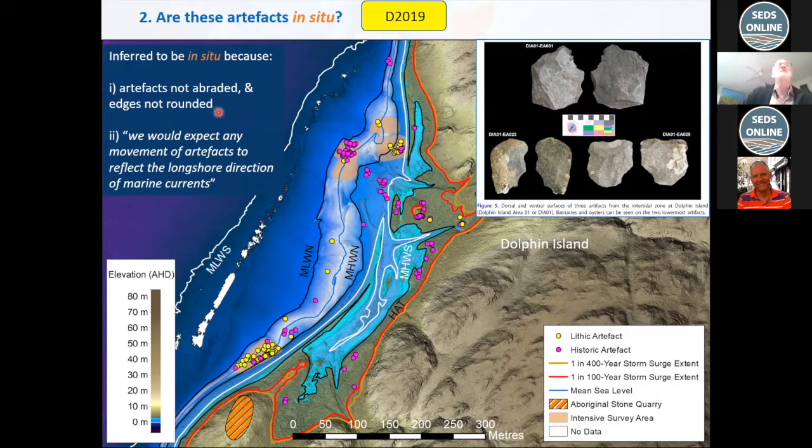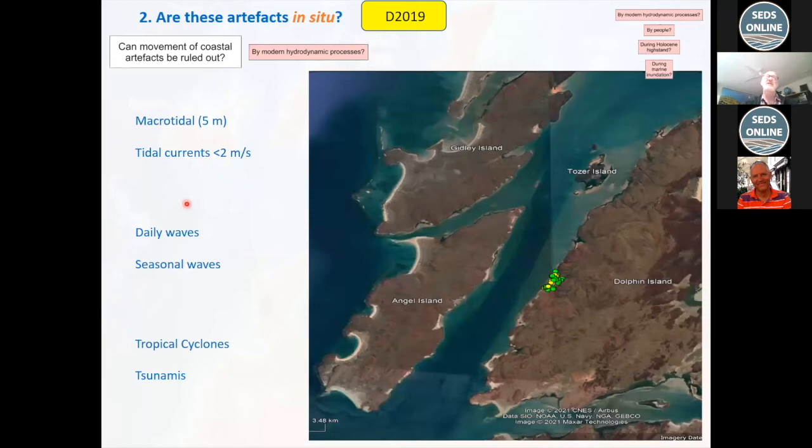Secondly, their argument is that, quote, we would expect any movement of artifacts to reflect the longshore direction of marine currents. I'm not sure they knew what they meant by longshore direction of marine currents, but they mean something about sediment transport, I think. Let's investigate this. And to investigate that, we have to do a little bit more on the modern hydrodynamic processes of Flying Foam Passage and what might be going on at the coast.